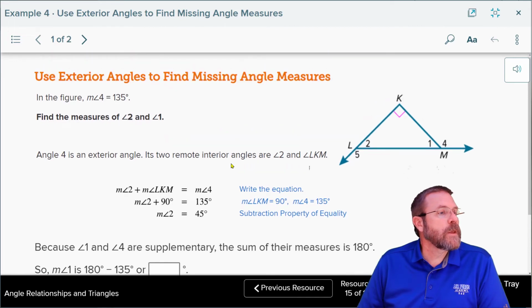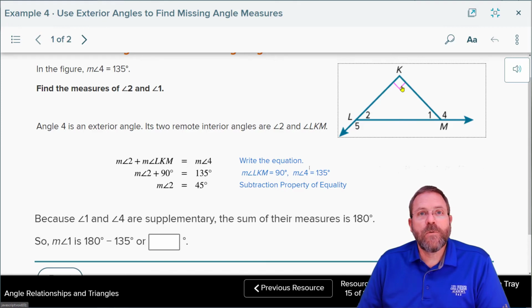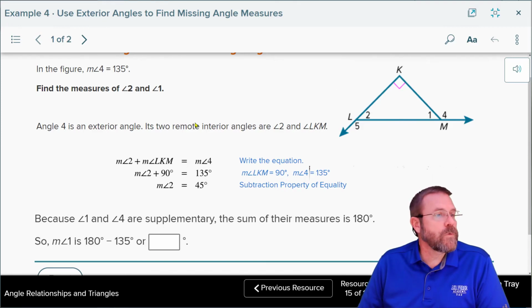It doesn't really tell us this, but it should: angles 1 and angle 2 are going to be congruent angles because you have an isosceles triangle right here. Everything inside adds up to equal 180 degrees, right? So what do we know?